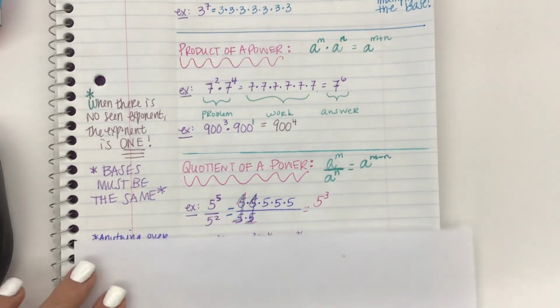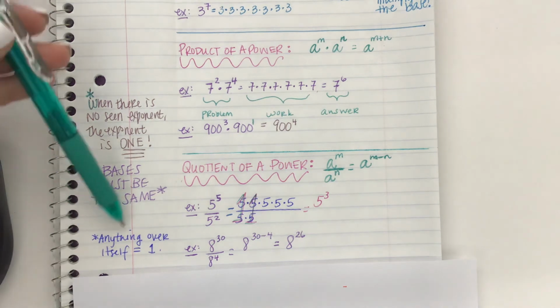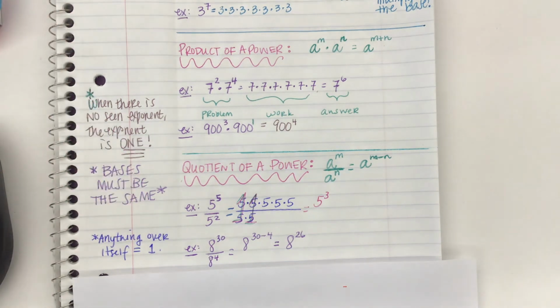The next example, we'll use the rule. And again, over here, anything over itself equals 1. Anything. 10 over 10 equals 1. 100 over 100 equals 1. 853 over 853 equals 1. Anything over itself equals 1.